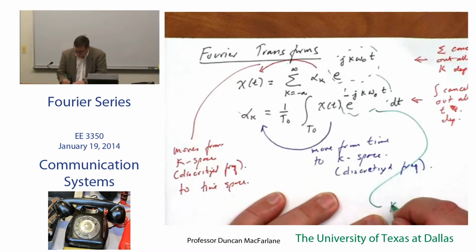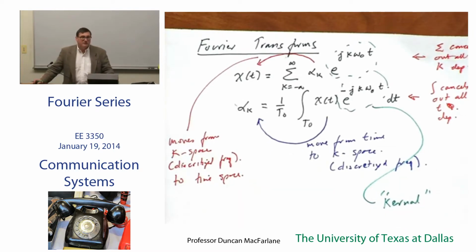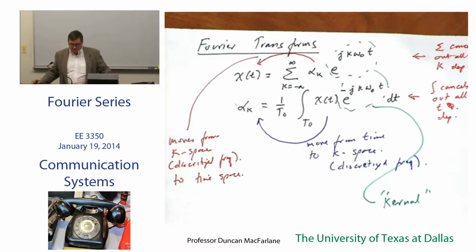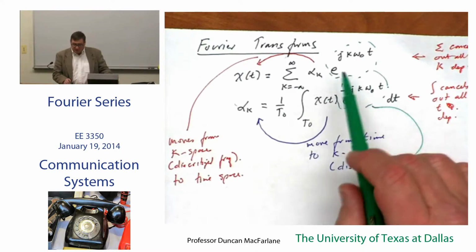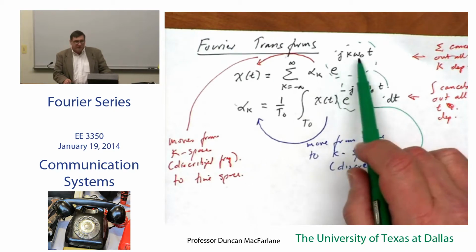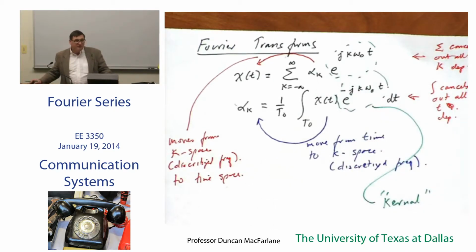Just for grins, there's my kernel. Okay? That's what I refer to as a kernel. And the kernel is really an interesting kernel because it has the product of k and t in it. So both of them are equally important. Both k and t, one is not better than the other when it comes to that exponent.